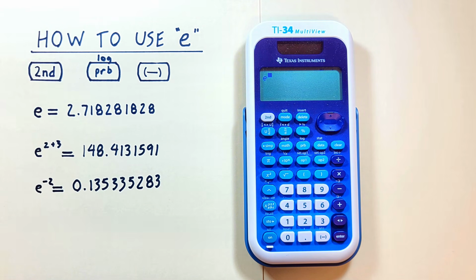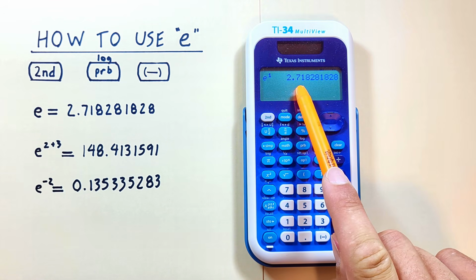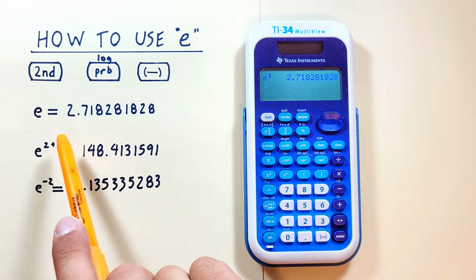If we just want E itself, we can just put a 1 in the exponent and hit enter. And we see we get E equals 2.71828, etc., which is correct.